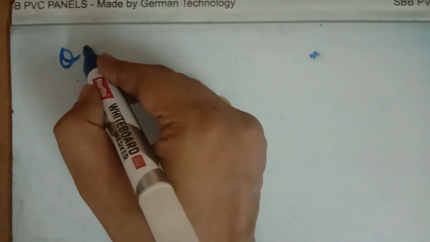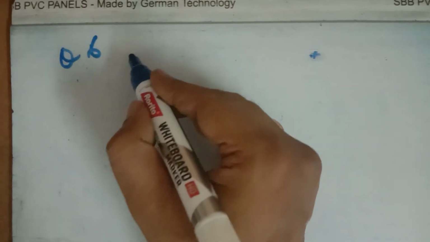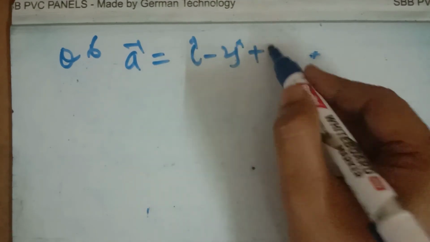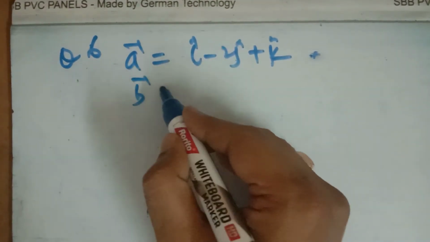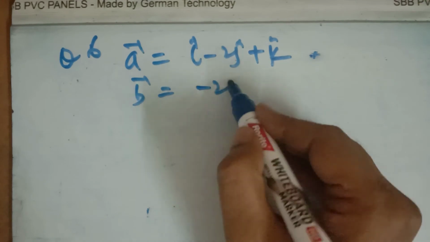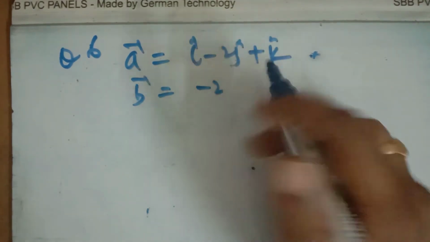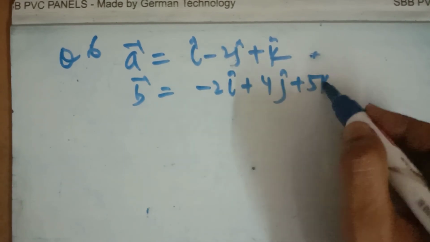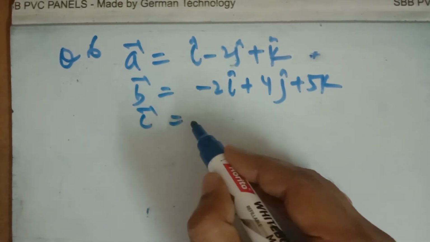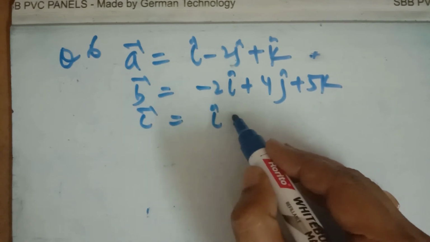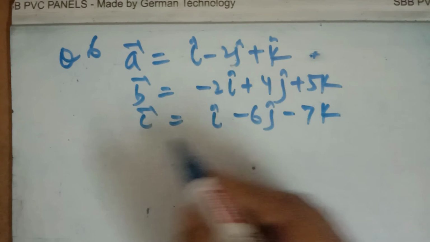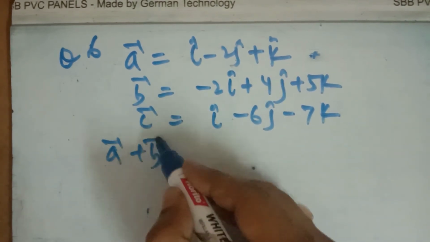Question number 6. Find the sum of these vectors. The vectors are: vector A is i minus 2j plus k. Vector B is minus 2i plus 4j plus 5k. And vector C is given as i minus 6j minus 7k. Now I have to find the sum of these three vectors.